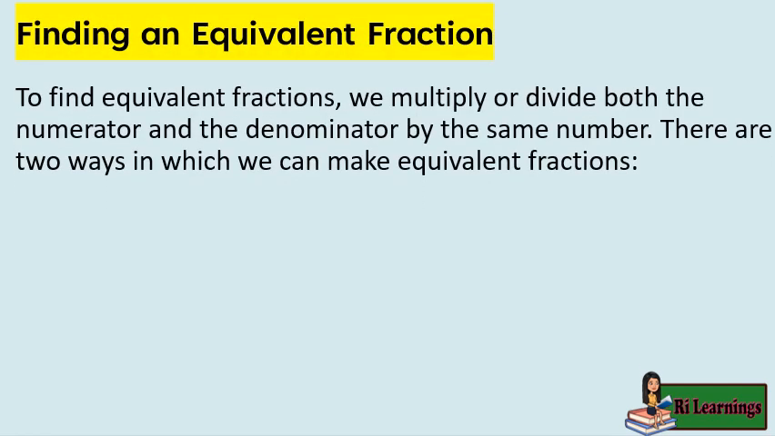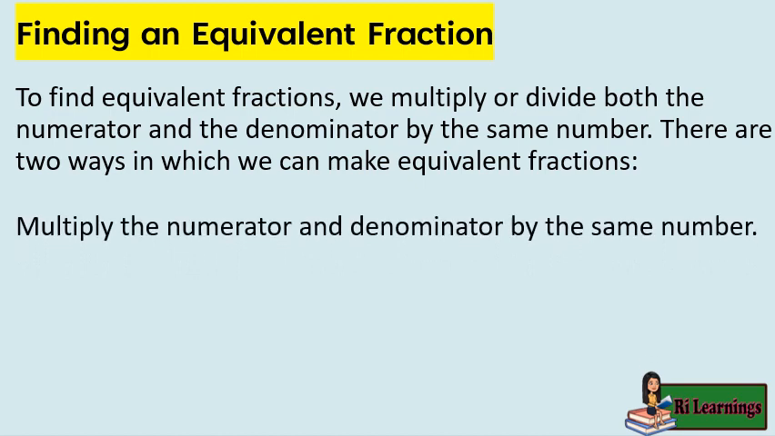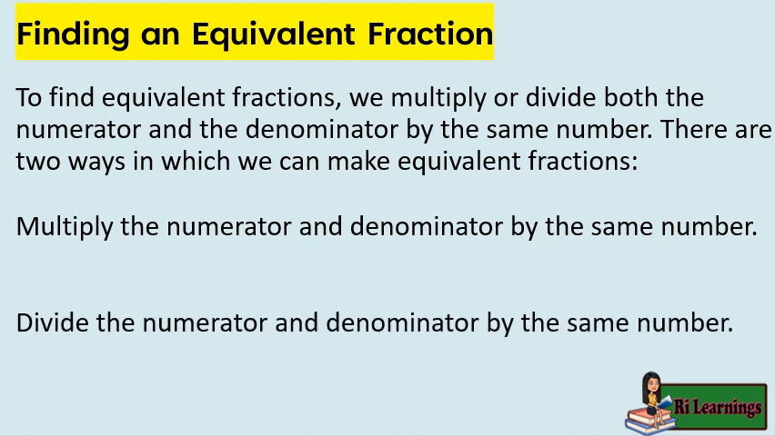Finding an equivalent fraction. To find equivalent fractions, we multiply or divide both the numerator and the denominator by the same number. There are 2 ways in which we can make equivalent fractions. Multiply the numerator and denominator by the same number. Divide the numerator and denominator by the same number.